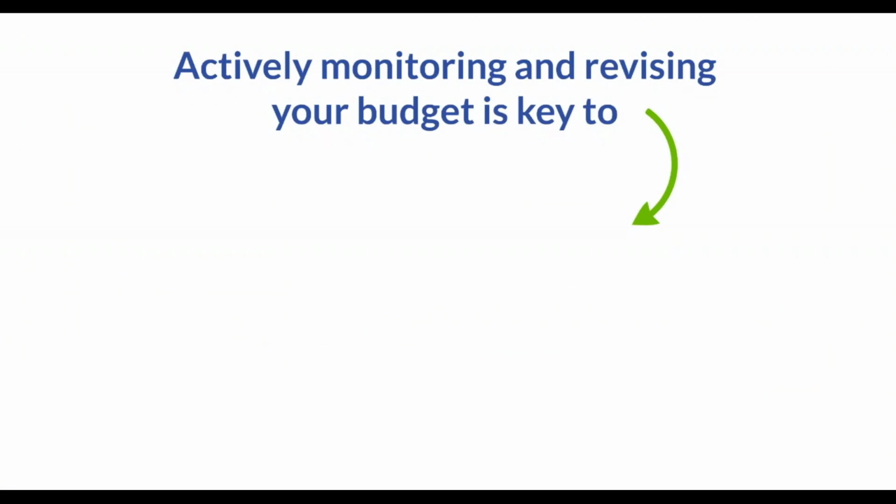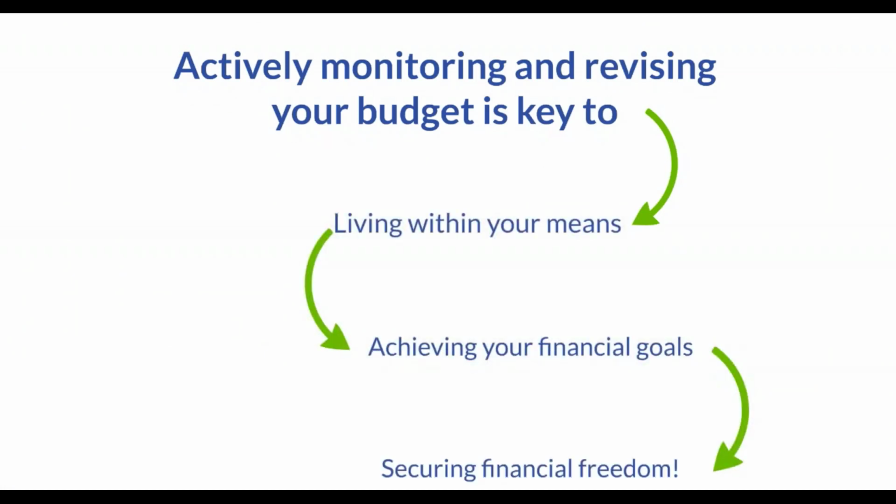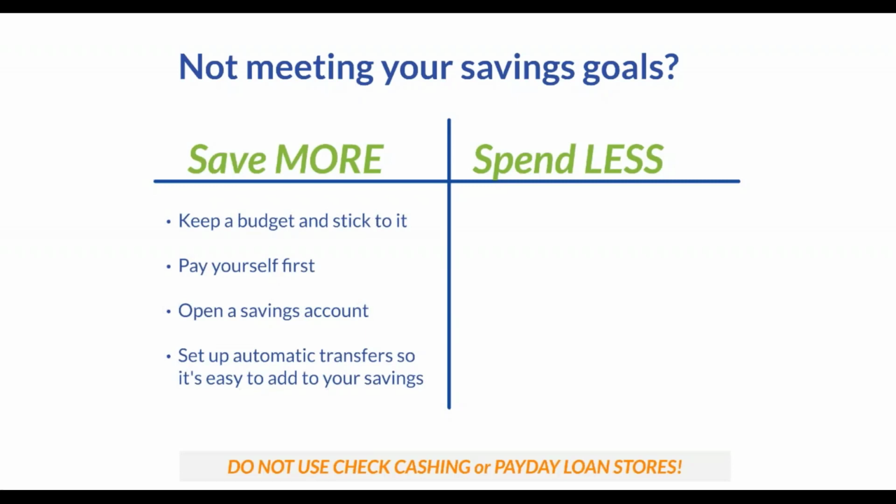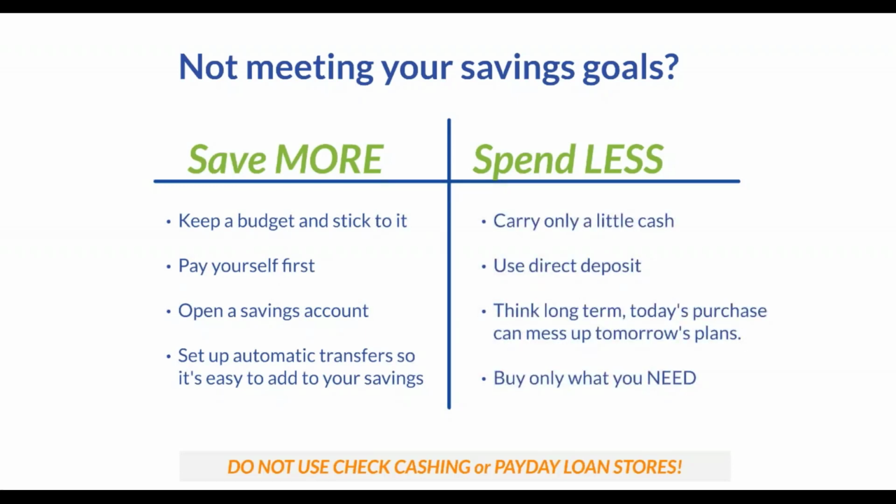So then we summarize the budgeting concepts with this slide here that talks about the relationship between having a budget, living within your means, and achieving your financial goals. Here's where we're going to get a bit further into how to save and what the students should be thinking about if they're not able to meet their savings goals.